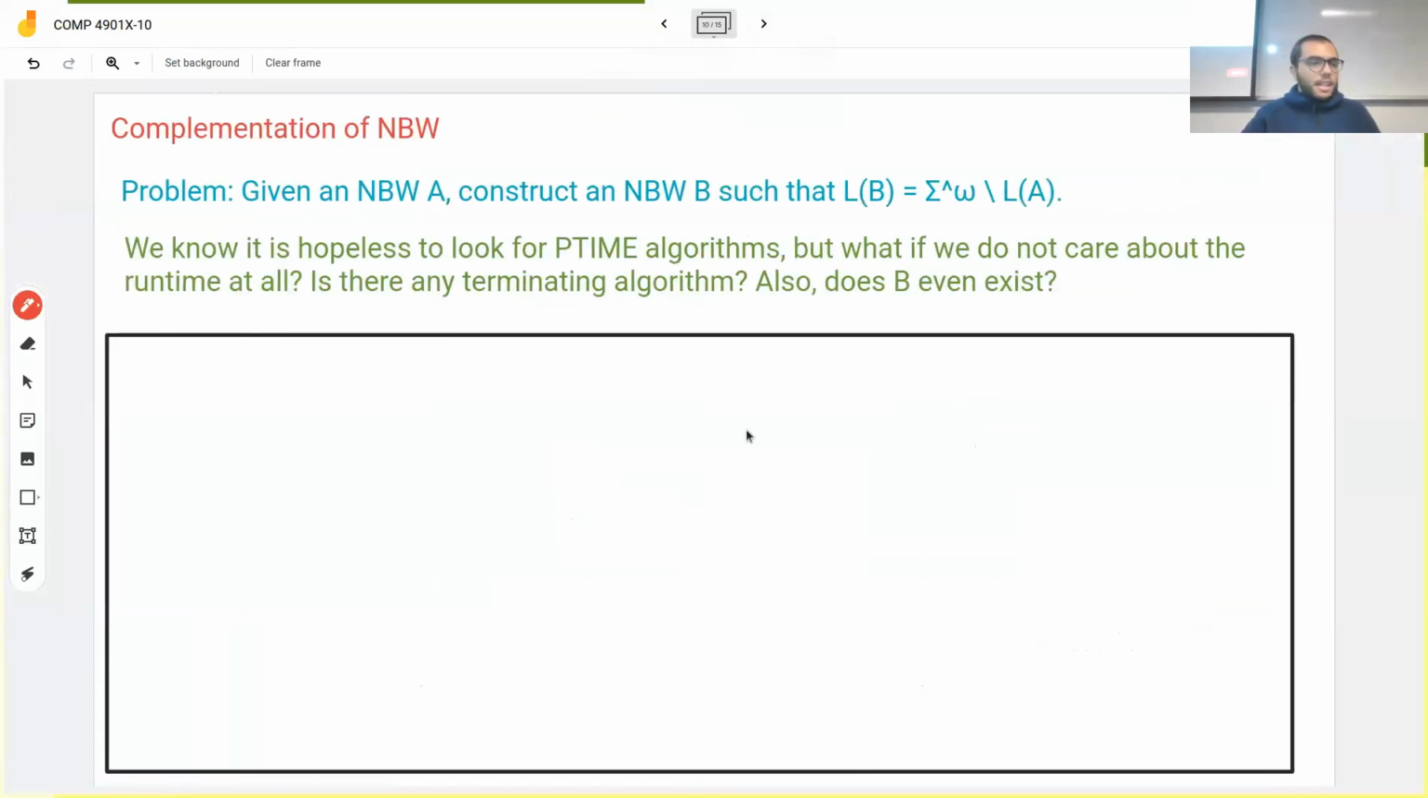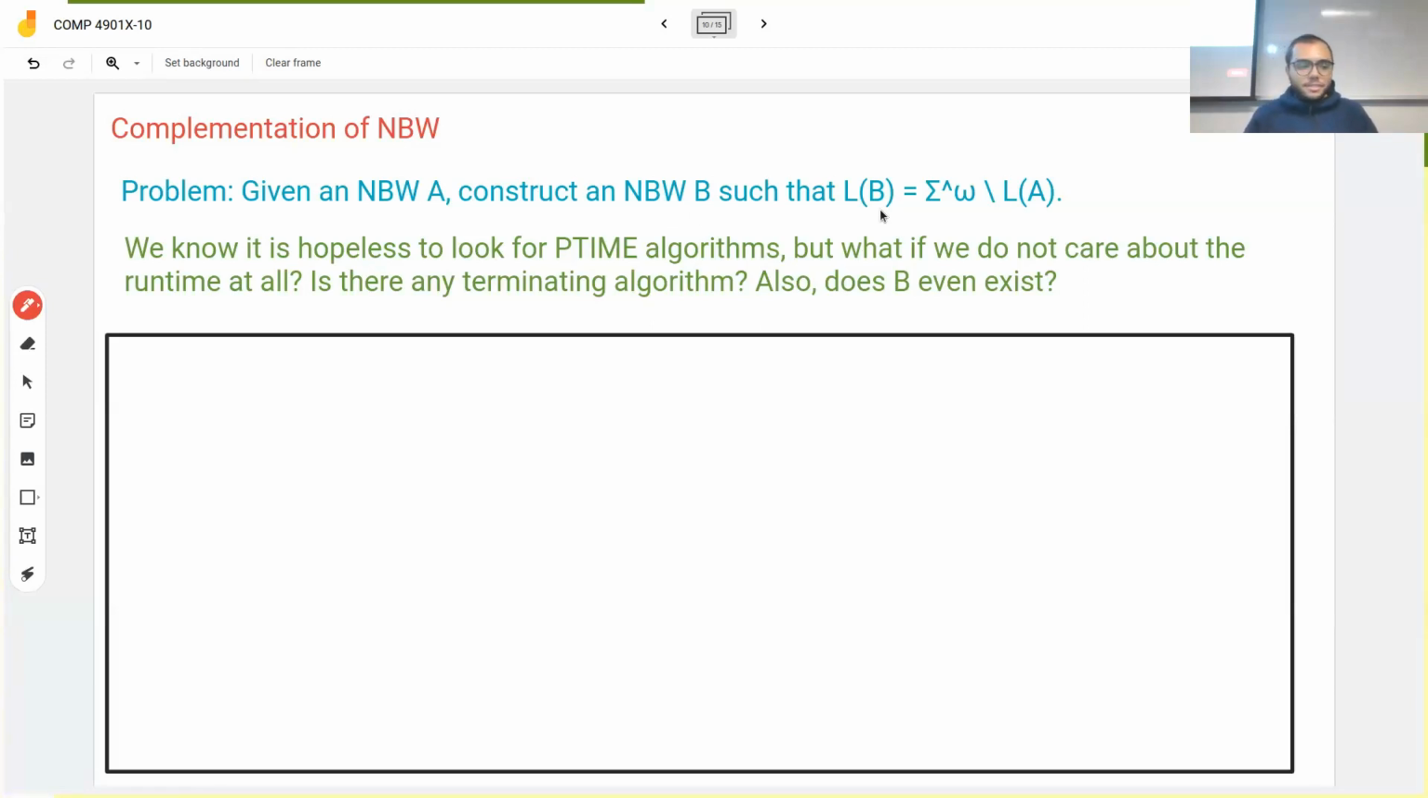Okay. But anyway, I want to complement my non-deterministic Büchi automata. Who cares if I can't do it in polynomial time? Can I do it at all? So if I give you a non-deterministic Büchi automaton A, and I ask you to construct another non-deterministic Büchi automaton B, such that the language of B is the complement of the language of A. I know unless P equals NP, you cannot do it in polynomial time. But can you do it at all? Like, if I give you as much time as you like, I just tell you your algorithm has to terminate. You cannot run forever. Can you give me a complement? And the answer is yes.